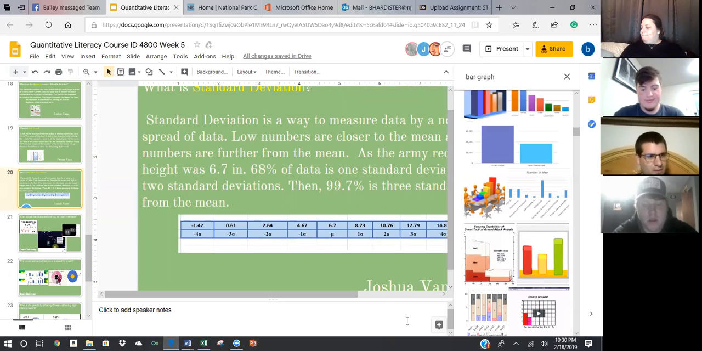Drew, why would someone give you misleading graphs?